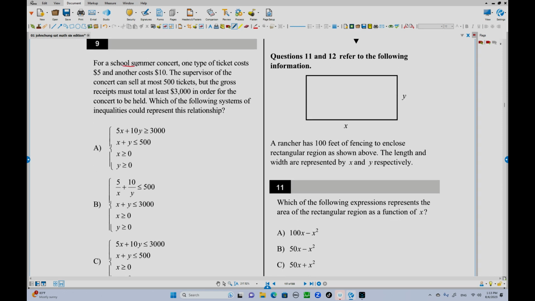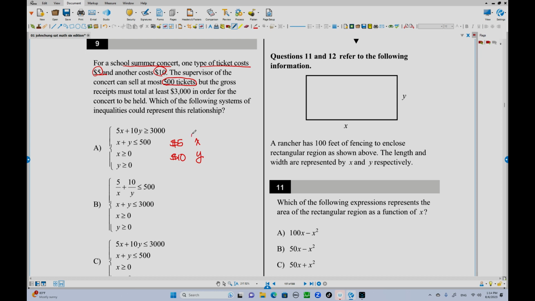Summer concert. One type of ticket is a $5 ticket, the other is a $10 ticket. The supervisor of the concert can sell at most 500 tickets. The number of tickets we don't know, so we have two variables. It doesn't matter which one is x and which one is y, but if we set up this is x and this is y, the total amount will be different.